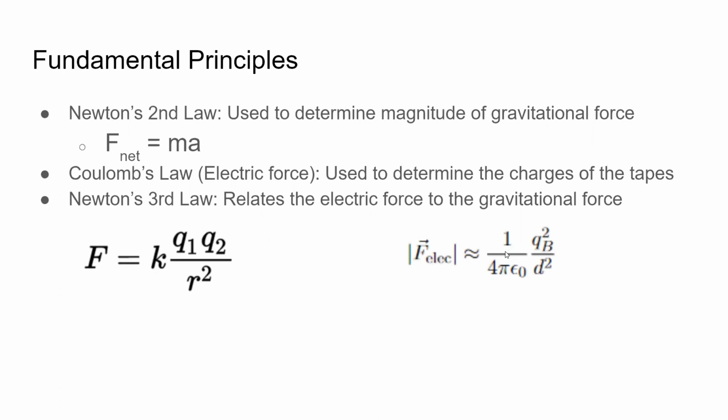Fundamental principles of this lab: Newton's second law, Coulomb's law, and then Newton's third law. Newton's second law was used to determine the magnitude of the gravitational force. Coulomb's law was used to determine the charges of the tapes. And then Newton's third law was used to relate the electric force to the gravitational force, so they would have equal magnitudes.